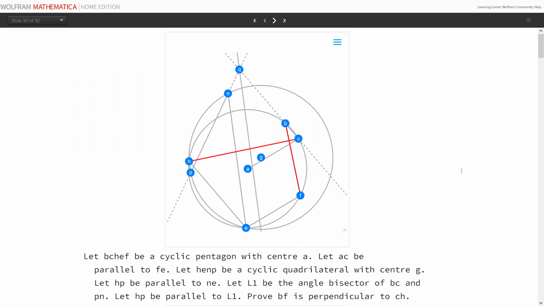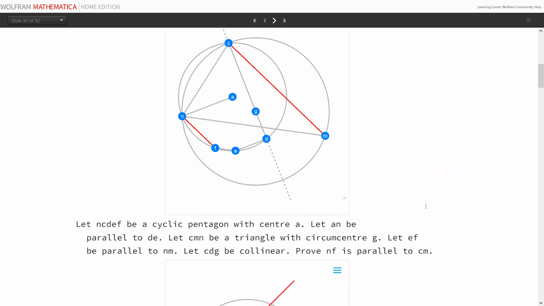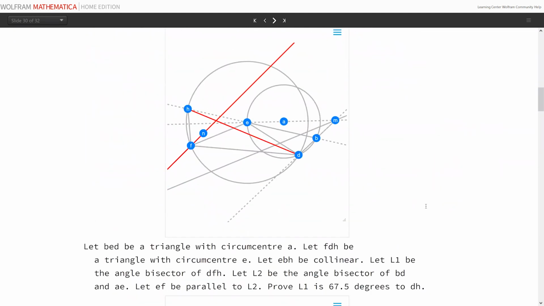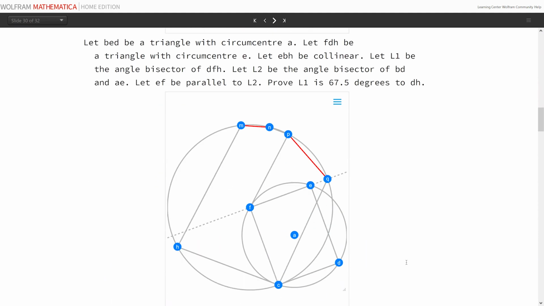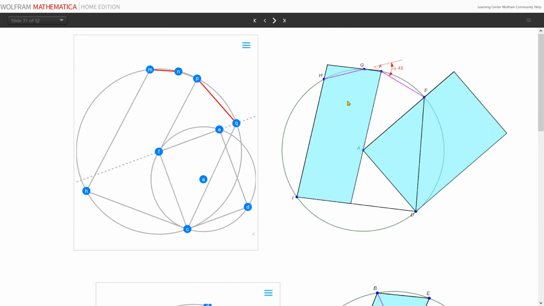Here's one that is generating a perpendicular. Here's one that generates a pair of parallel lines. It doesn't have to be perpendicular or parallel. We'll see in this one it's 67.5 degrees. That is, of course, 3 pi by 8. It will have to be a binary rational of pi. This one is 45 degrees. And some of these clean up quite nicely. Let me show you that one.